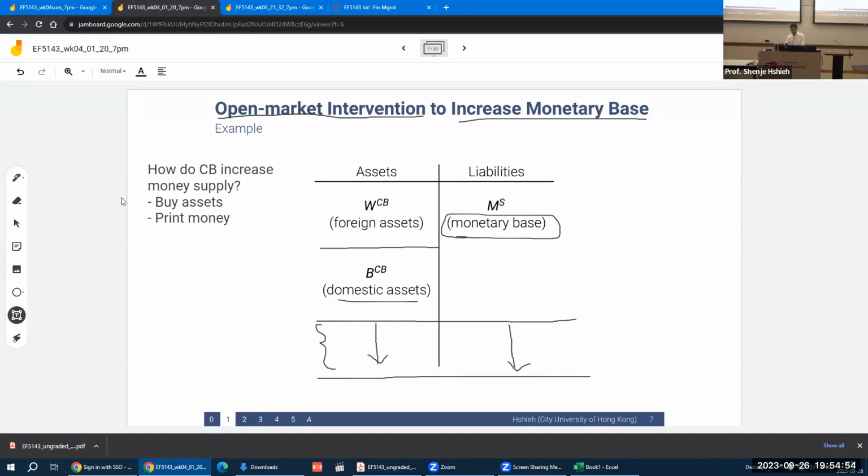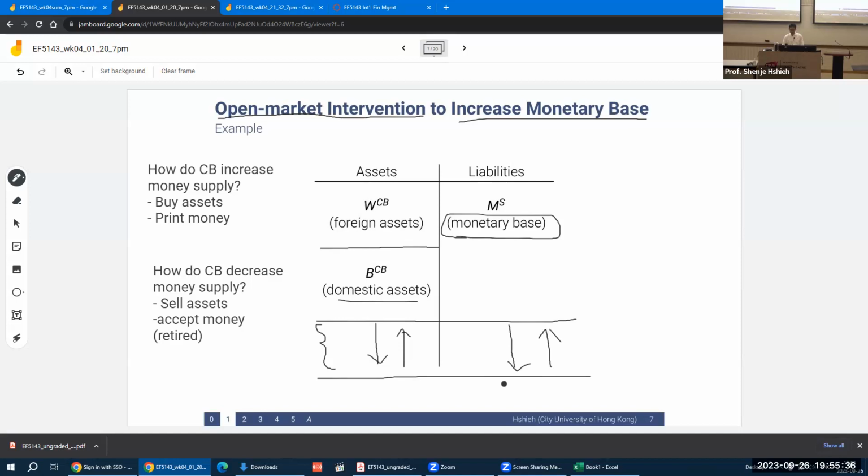If you go the opposite direction, how do central banks decrease money supply? You sell assets and accept money, which you retire, right? It's as if you're going to destroy the money. It's as if the money doesn't exist. It's no longer in circulation anymore, right? You retire the money. So if you decrease money supply, you're selling bonds and you're accepting cash, and therefore you're retiring the money supply afterwards.